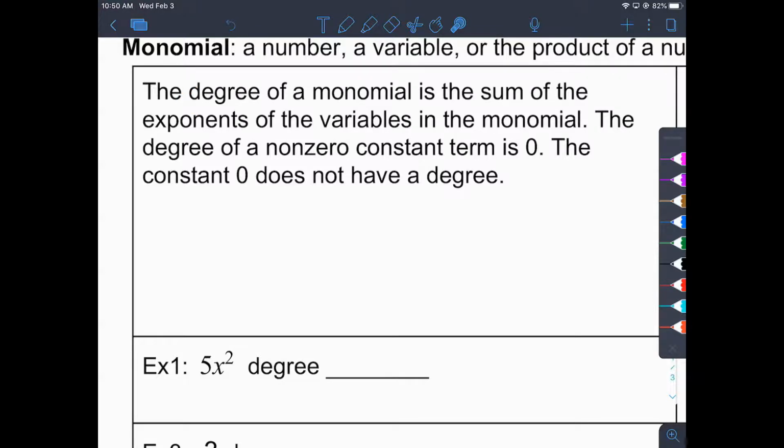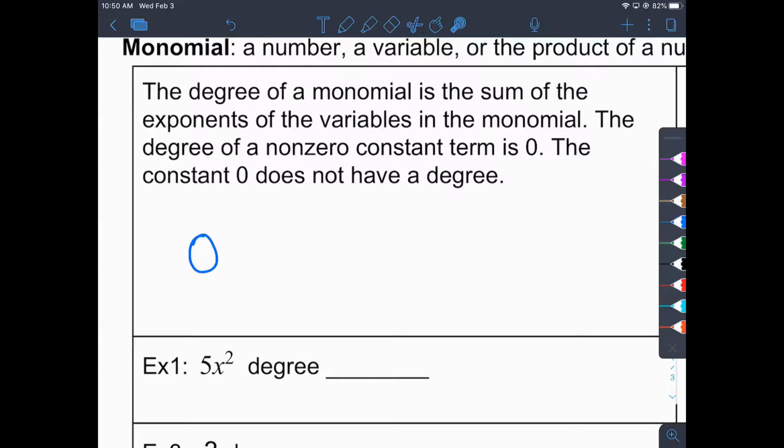The degree of a non-zero constant term, though, is 0. For example, let's say I have just the number 5. Because it doesn't have any variables with it, it is a monomial, because a monomial can be a single term, but it doesn't have a degree because it doesn't have any variables. And then last but not least, the constant 0 does not have a degree. The 0 wouldn't have a degree, also because it doesn't have any variables with it.